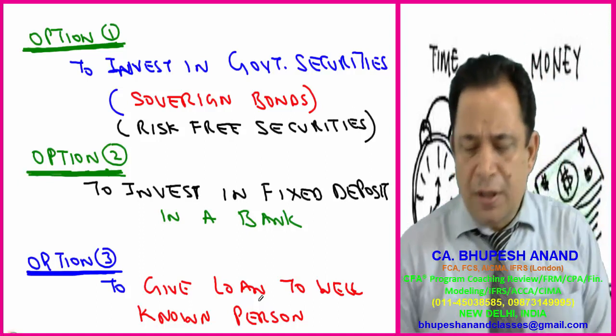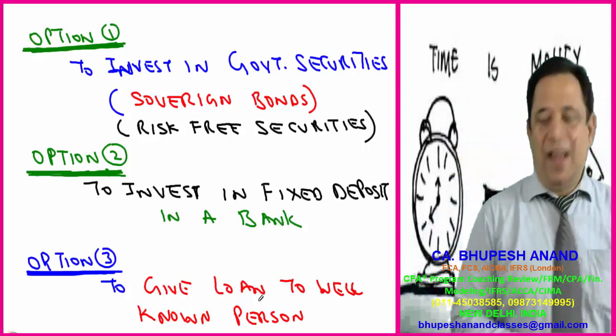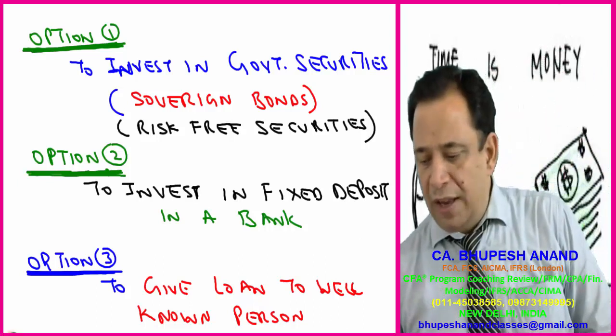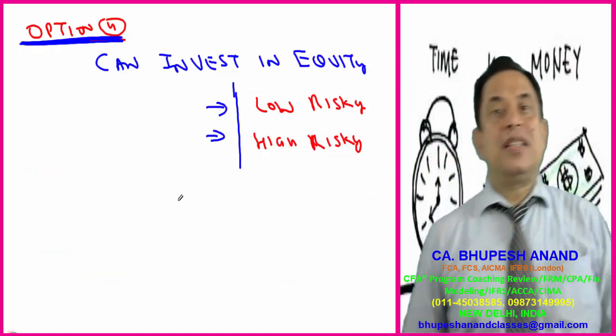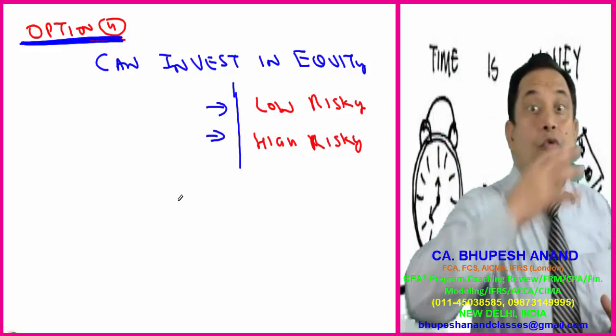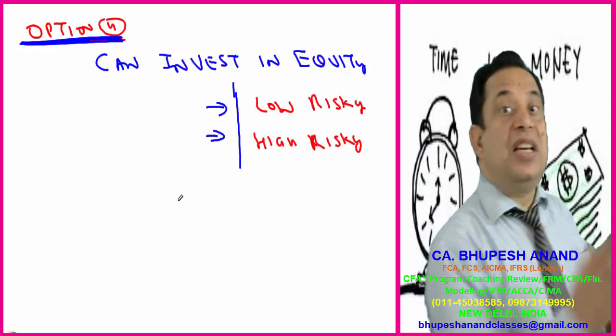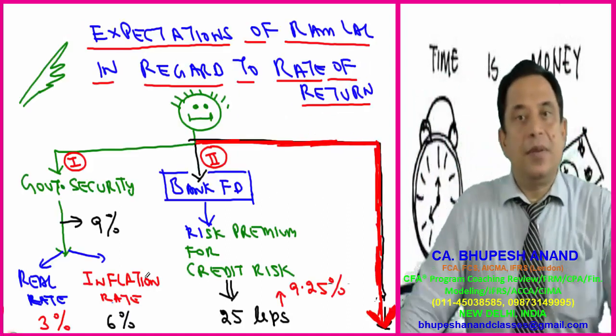Option 1 is to invest in government securities. Option 2 is to invest in fixed deposits. Option 3 is to lend to a well-known person, not Vijay Mallya, let it be Ratan Tata. And fourth is he can invest in equity. Now the point is he has four types of investments. Now what he will expect from these investments, what is the intent behind that, we will be watching.